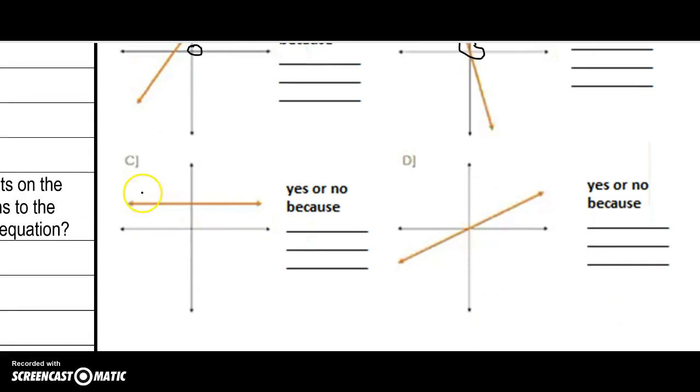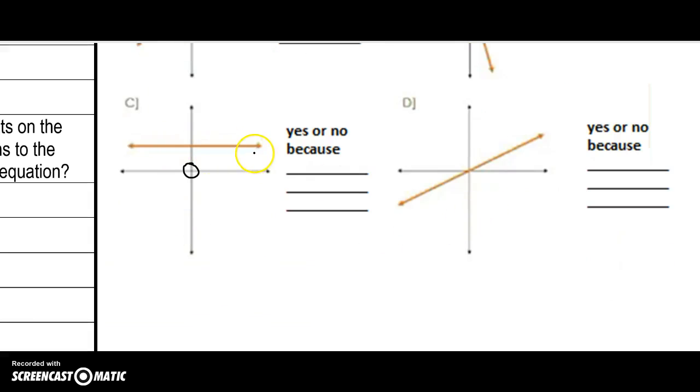Let's see. When you see a straight line like this, this means the slope is 0. This is not direct variation. This is not proportional. Yes, 0. Now look right here, letter D. This is direct variation. This is proportional. It is going to the origin.